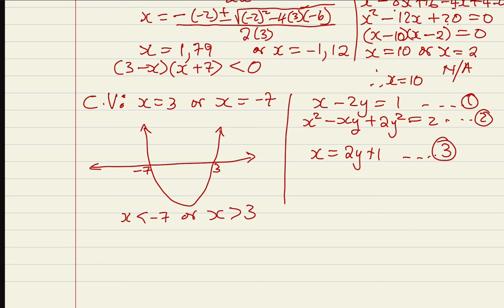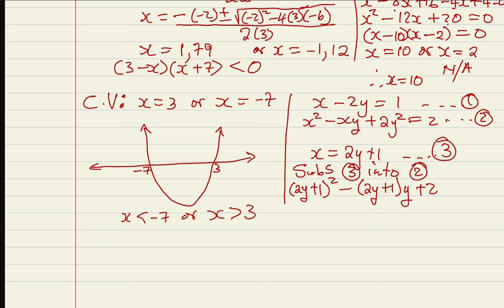Then you now say what? You say I substitute equation 3 into equation what? Equation 2, okay? Then that means you'll have what? Instead of x, you'll have this. So you'll have open brackets, all squared. You'll have 2y plus 1. Then minus, here you'll have 2y plus 1 times y. Then plus 2y squared equals 2, okay?